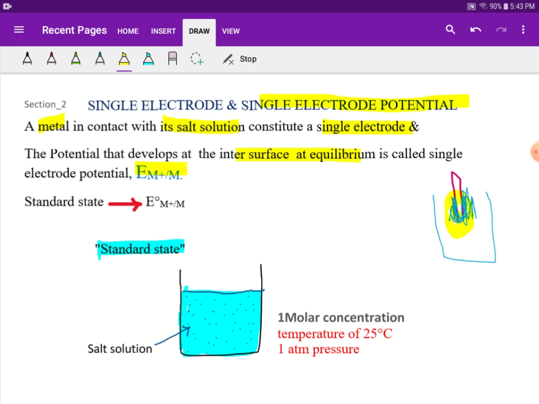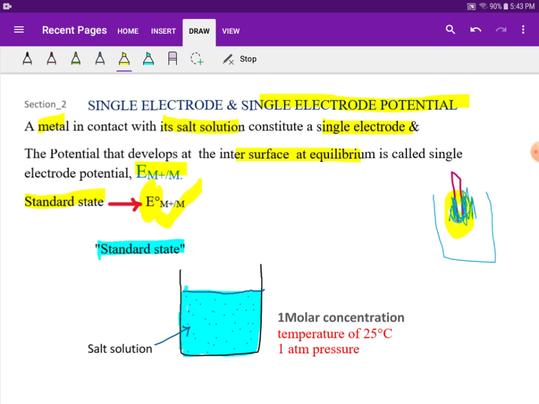Here M^n+ | M stands for the metal ion, and the single vertical line stands for the interface between the metal and metal ion. If this metal and the metal ion are in their standard state, then the representation of the single electrode potential becomes E0, E0(M^n+|M).